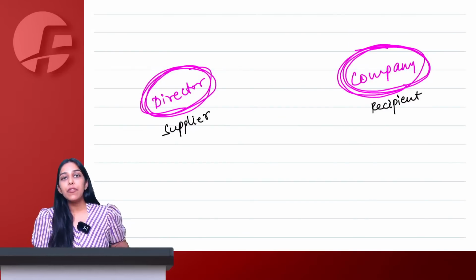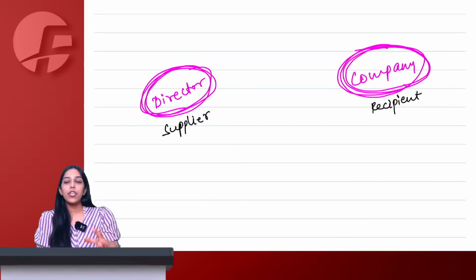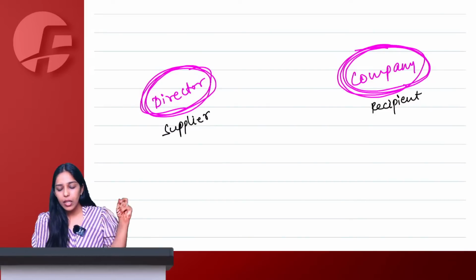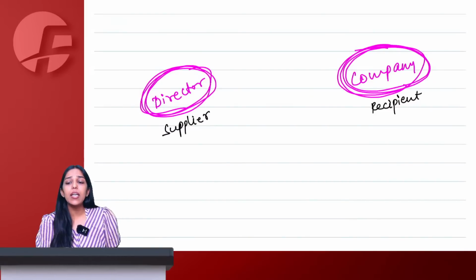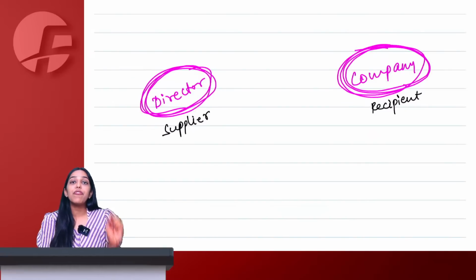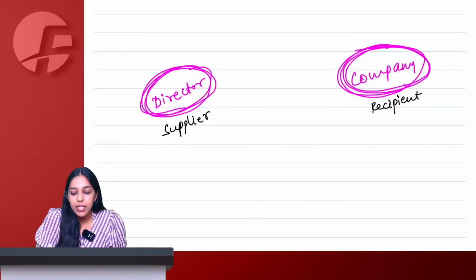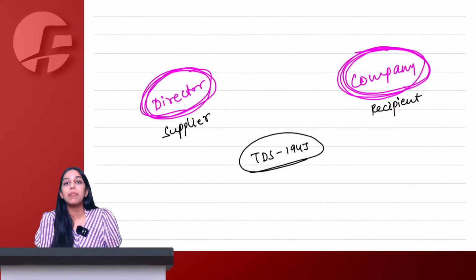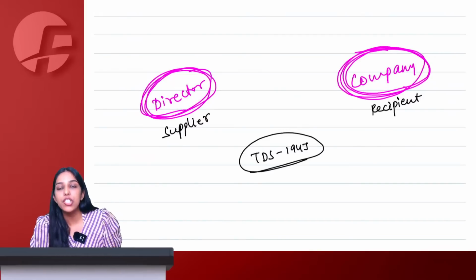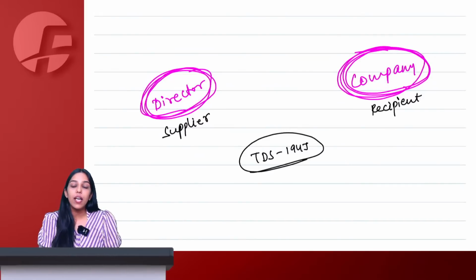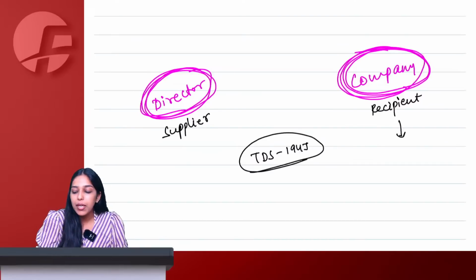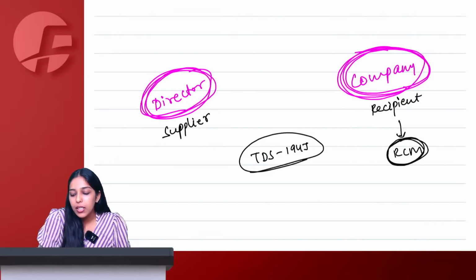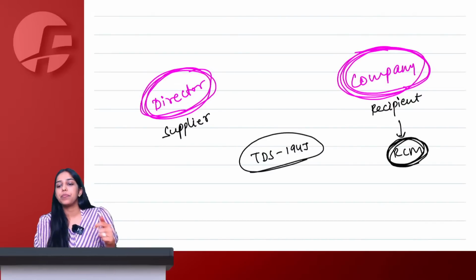Now in this case, if a director receives any remuneration from the company and it is of professional nature, professional nature means the TDS is deducted under section 194J of the Income Tax Act. So it is a professional kind of payment, sitting fees kind of payment. Then the company being recipient will pay tax under reverse charge mechanism.